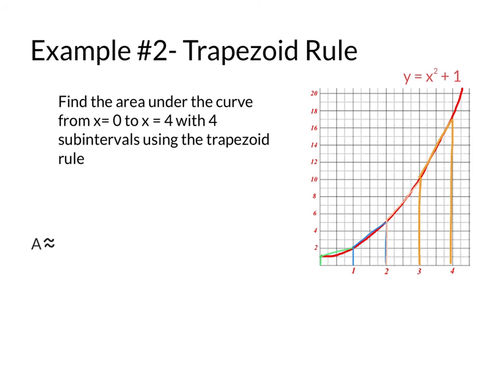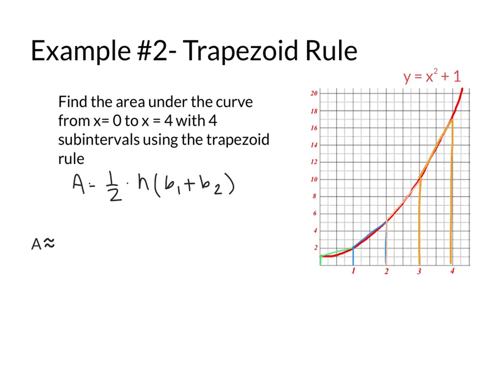For this example, we're trying to find the area under the curve from x equals 0 to x equals 4 using 4 subintervals while using the trapezoid rule. I've already put up a graph and drawn in the trapezoids, but we still need to find the area of each trapezoid and then add them together for the final area. So for the first trapezoid, we have to remember the equation for area of a trapezoid, which is 1/2 times h times b1 plus b2.